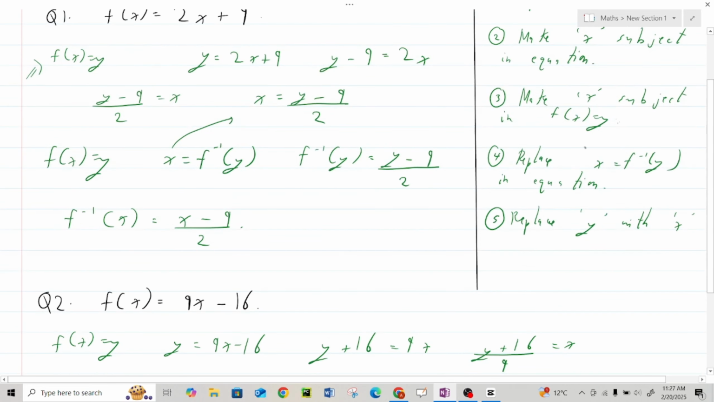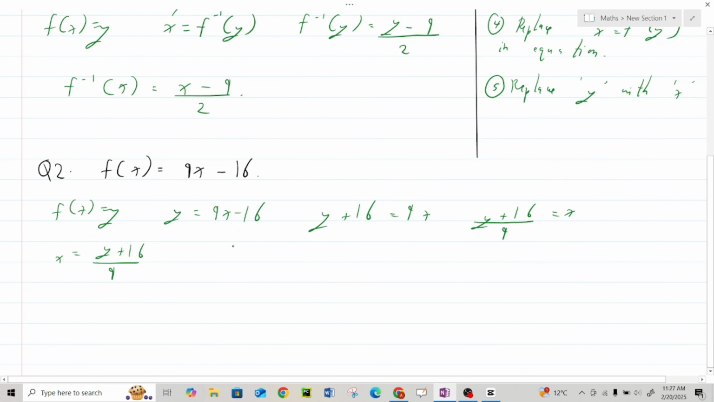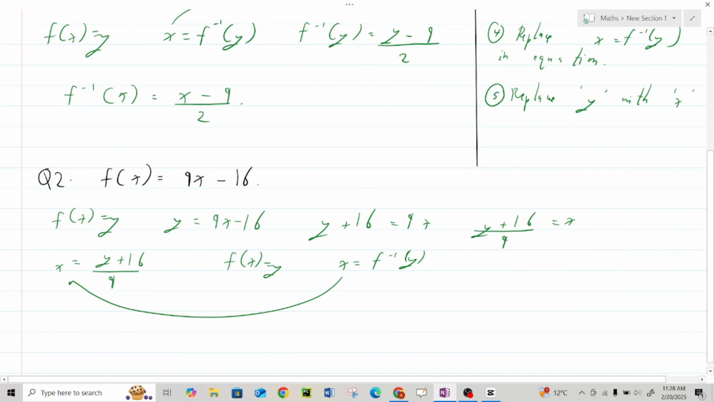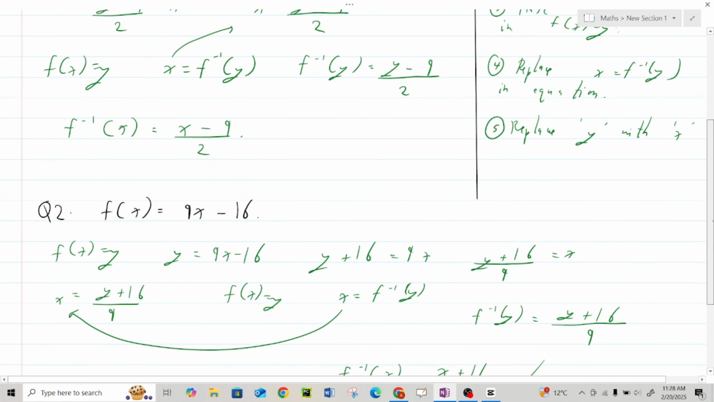That's done. Make x the subject in f of x equals y. That means I'm going to have f of x equals y, then x equals f inverse of y. Next step, replace x equals f inverse of y in the equation. That means this goes all the way to here. I'm going to have f inverse of y equals (y plus 16) divided by 9. That's done. Then the last step is replace y with x. So f inverse of x is equal to (x plus 16) divided by 9. That's the second one done.